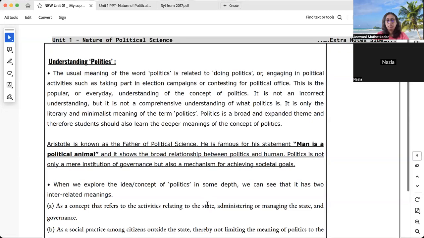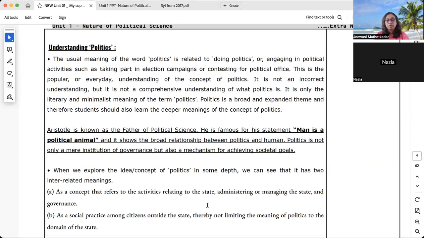Okay, ma'am. When we explore the idea or concept of politics in some depth, we can see that it has two interrelated meanings. This is the topic. This topic has been asked in previous A-level examinations as well. This is a very important topic. So when you explore the concept of politics in some depth, you can understand two interrelated meanings of political science.